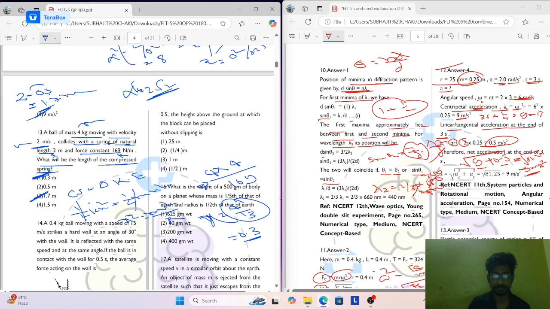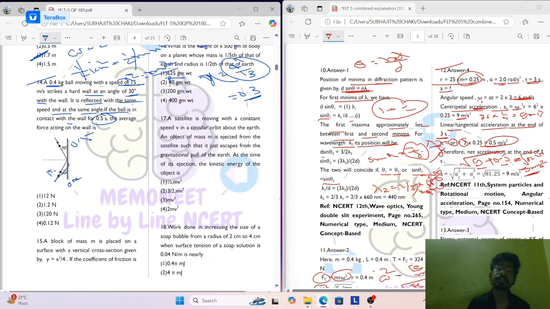Okay, for this kind of numerical, what you have to do is use Newton's second law. The impulse F into del t will be equal to the change in the momentum, right? So F we don't know, del t we know is 0.5, m we know is 0.4, but here what is v and what is u? This is the main thing. So this is 30 degree. So first of all, the initial speed was what?